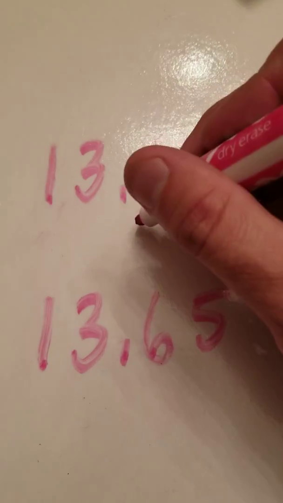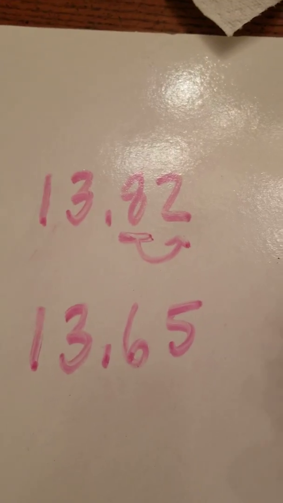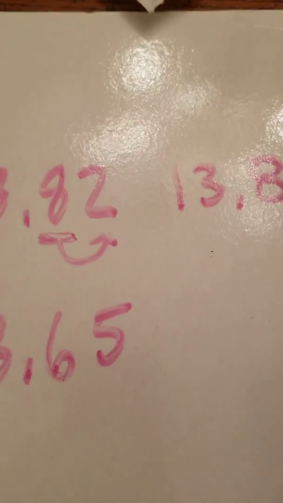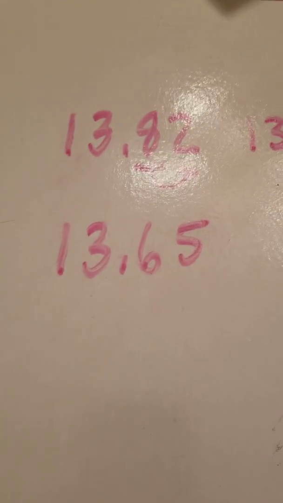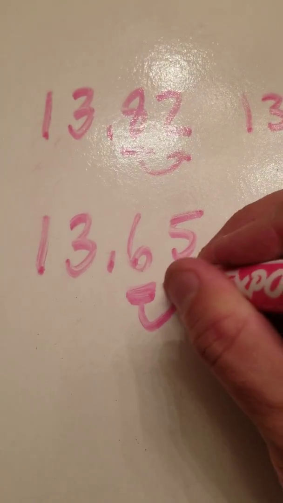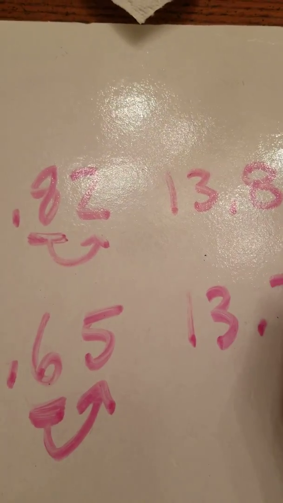Number 5, we're rounding these to the nearest tenth before we subtract them to find the difference. The first one, we look at the 10th column, look next door. That 2 says to keep the same. So we're going to have 13.8. The second one is 13.65. The 6 is in the 10th column. We look next door. It tells us to round up because 5 or more we round up. So that's going to become 13.7.